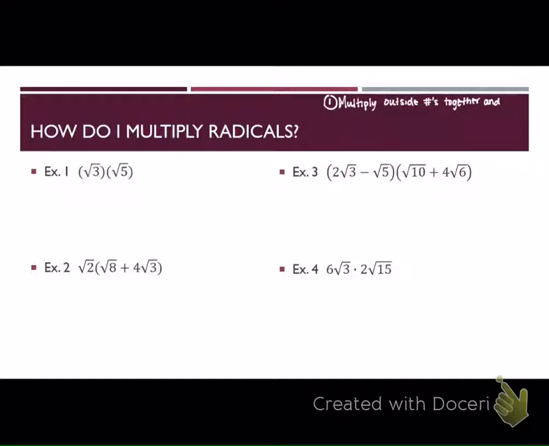I'm like, so you'll multiply the outside numbers together and the numbers under the radical together.